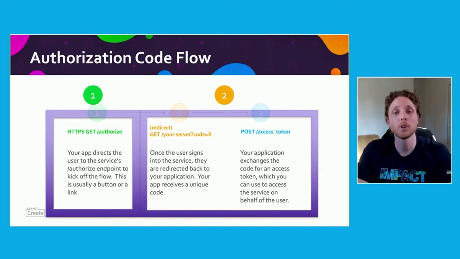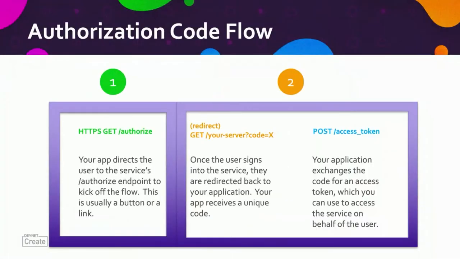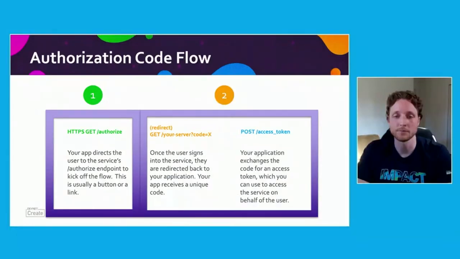More simply, we're looking at two steps. One, send the user to the slash authorize URL, and two, exchange the code for an access token. So let's start with step one.